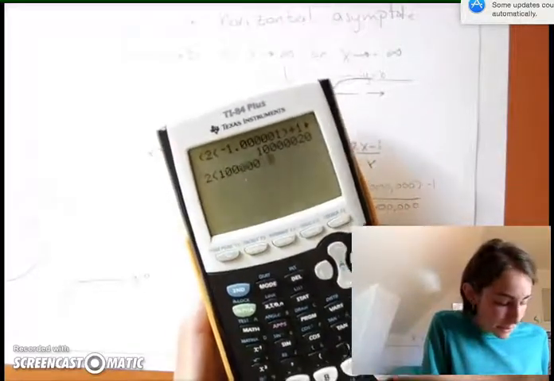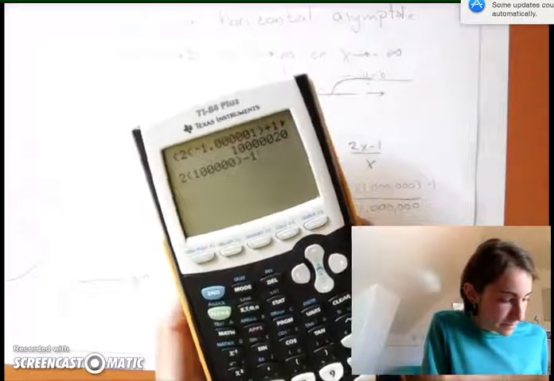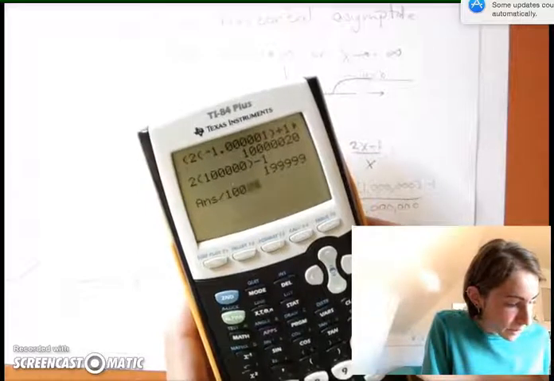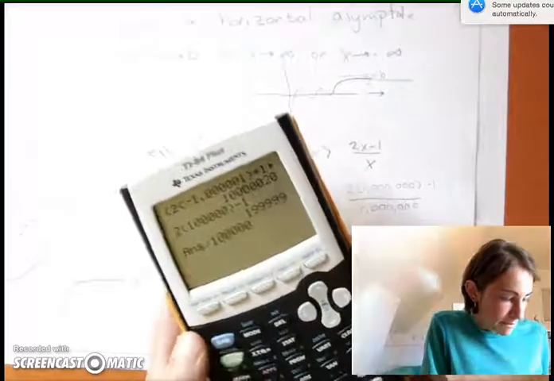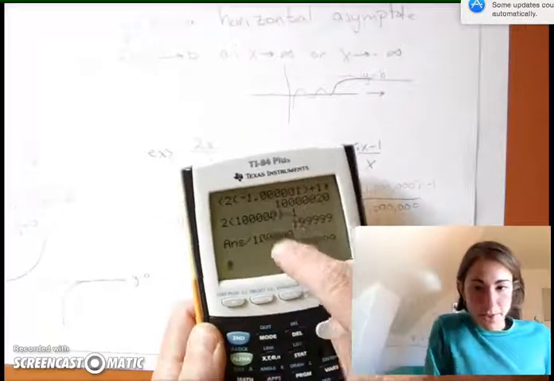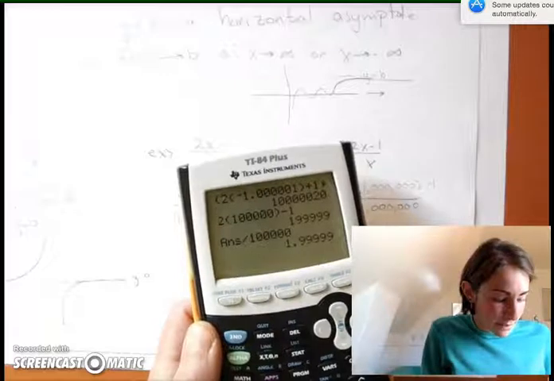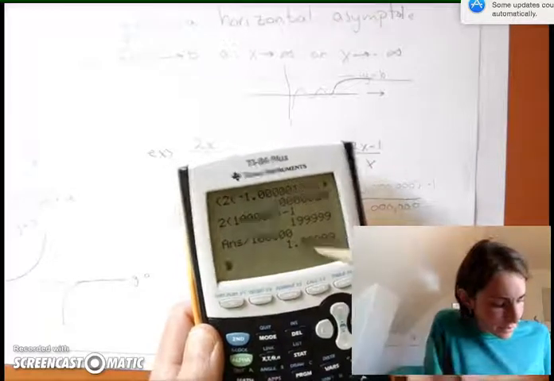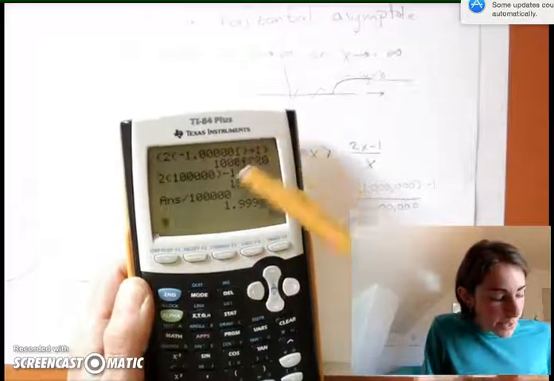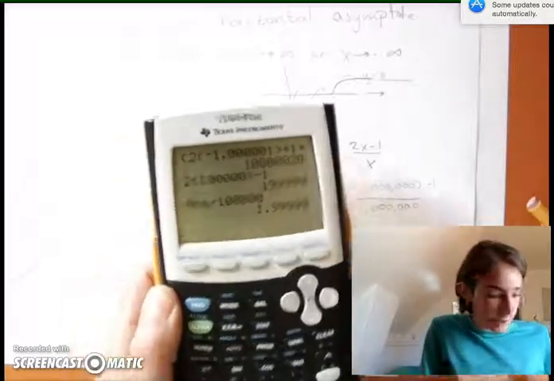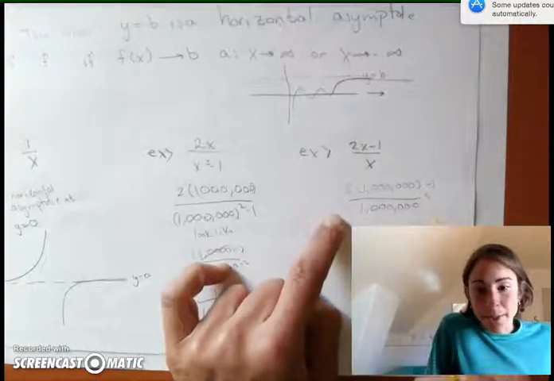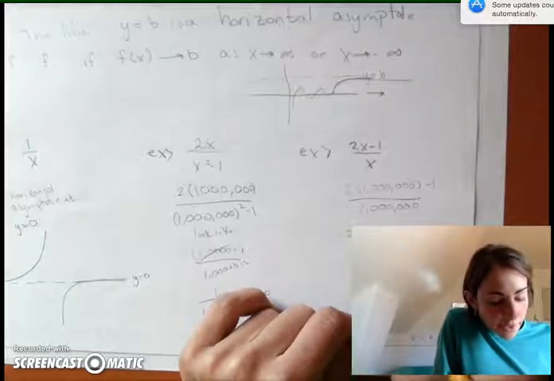So there's 2 times a million minus 1. Then we divide that by a million. Oops, I did too few zeros, but that's okay. I did the same number of zeros in this as this, so I actually plugged in 100,000. All right, so 2 times 100,000 minus 1 divided by 100,000 is pretty darn close to 2. I guarantee if you did 2 times a million minus 1 divided by a million, this is going to be pretty darn close to 2.